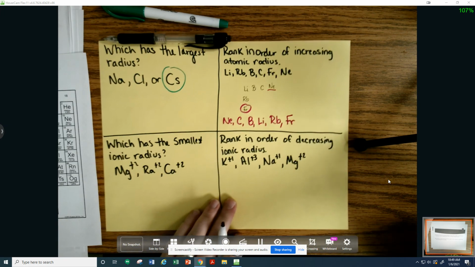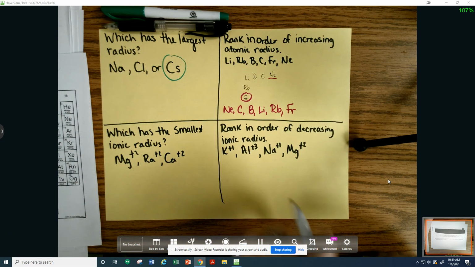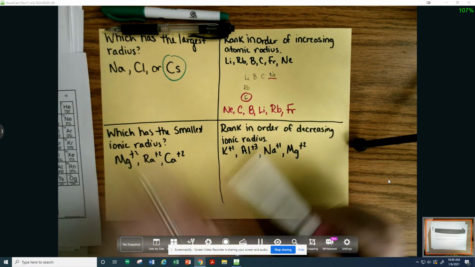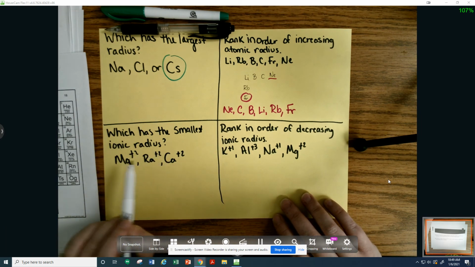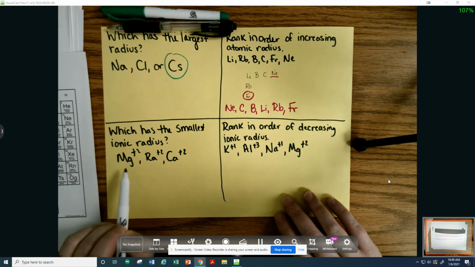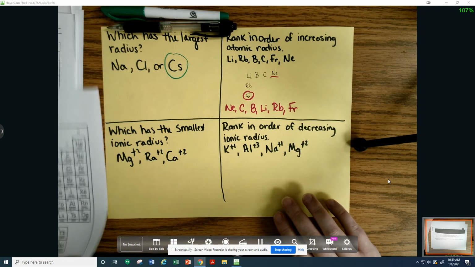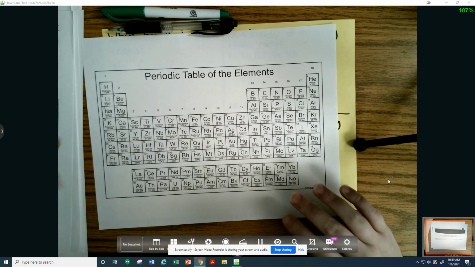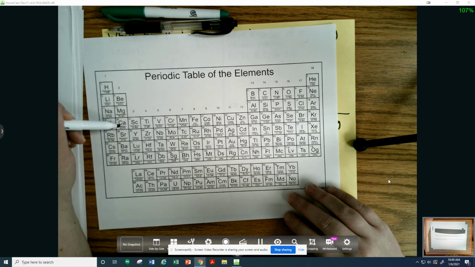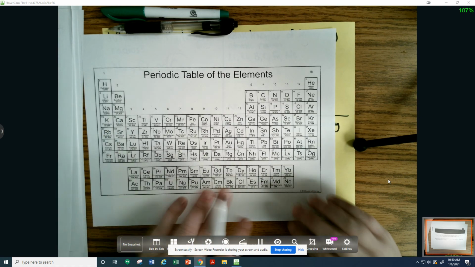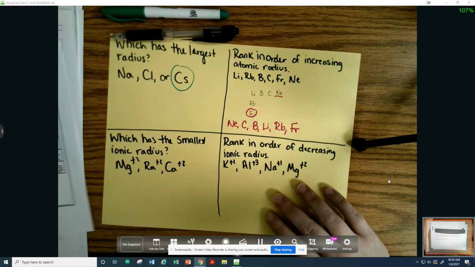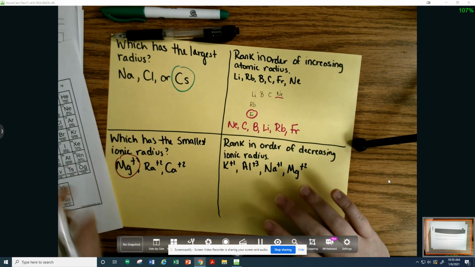So the last two problems are essentially the same idea, just working with ionic radius. In this next problem I have set up, it asks which of the following has the smallest ionic radius. We have magnesium with a +2, radium with a +2, and calcium with a +2. So we have magnesium here, calcium, and then radium. It's asking which one is the smallest. So at the top of the family is going to be your smallest ion. Of those three, magnesium is above the other two. That makes magnesium the smallest.